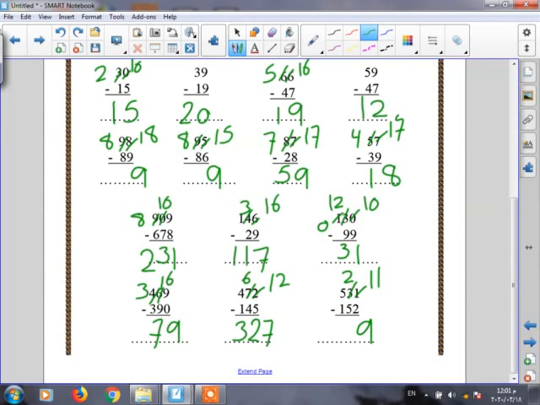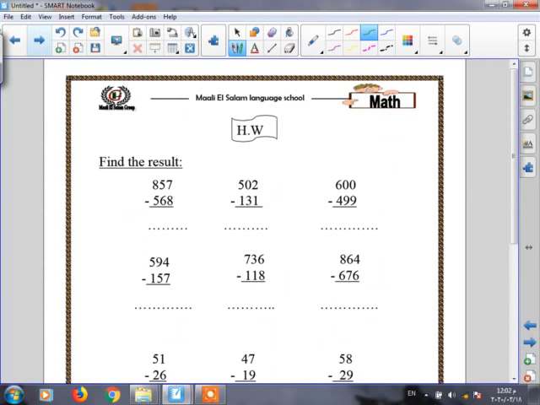2 minus 5. No, we can't. So borrow 1 from 5. 5 becomes 4 and 2 becomes 12. 12 minus 5. After 5, 6, 7, 8, 9, 10, 11, 12. How many? 7. 4 minus 1 equals 3. So the answer is 379. The next page is homework.